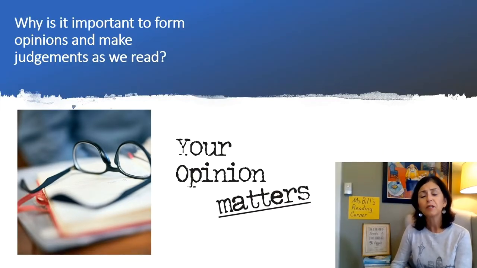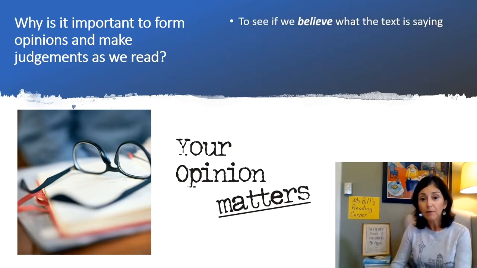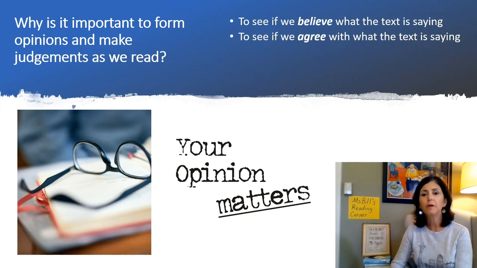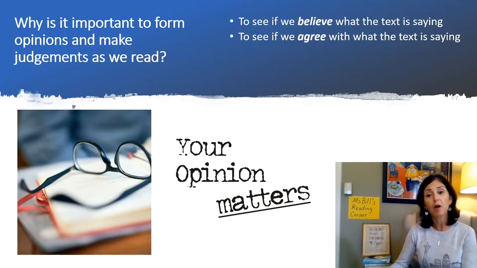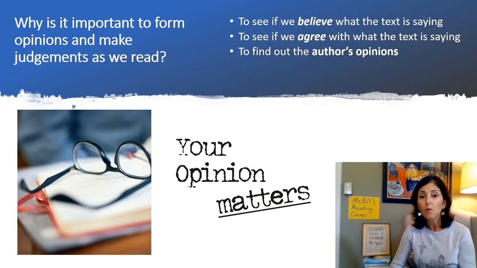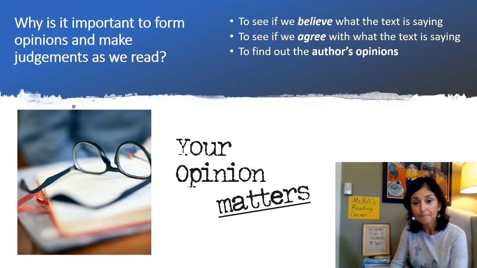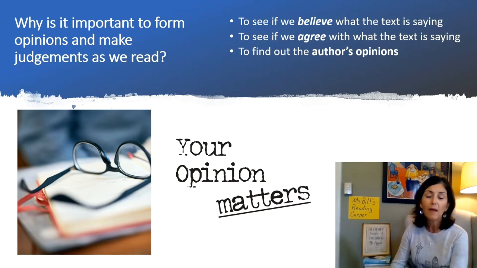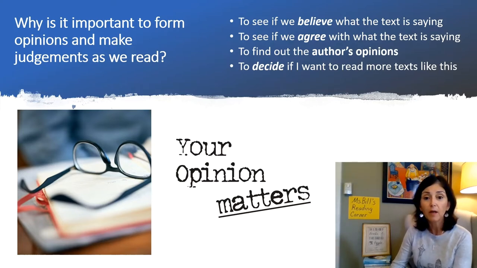In thinking about why it's important to form opinions and make judgments on what we read, we really need to see if we actually even believe what the text is saying, because we know there's things out there that aren't necessarily true. It's also really important to see if you agree with the text. We all have our own opinions, and you may have a very different opinion, or you may agree with part of what the author's saying and not part of another. We also want to find out what the author's opinions are, because whatever the author's opinions are is going to influence what they say in their writing. And lastly, we might want to decide if this is an interesting topic to us and if we want to read more texts like this or find out more information about this topic.